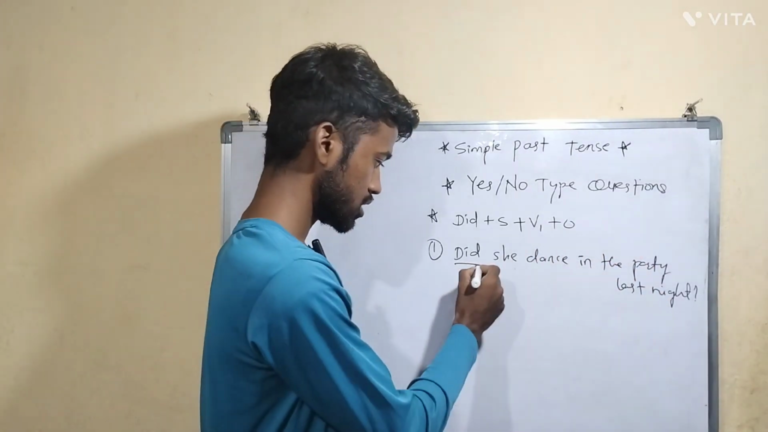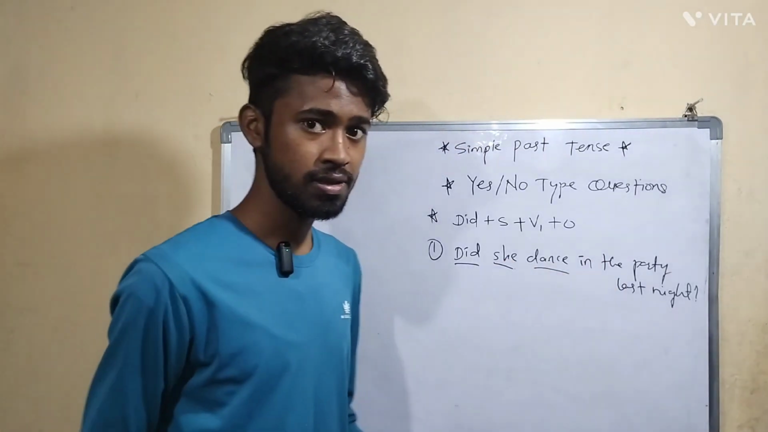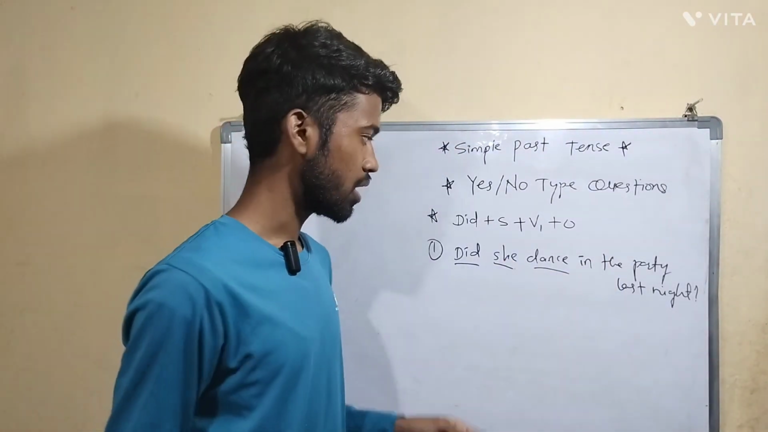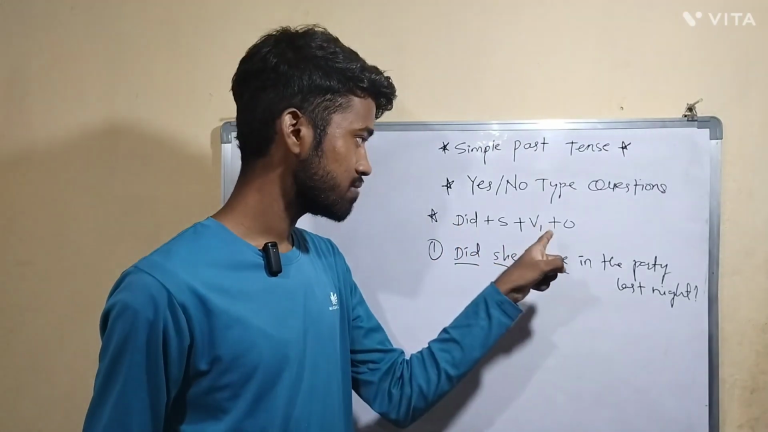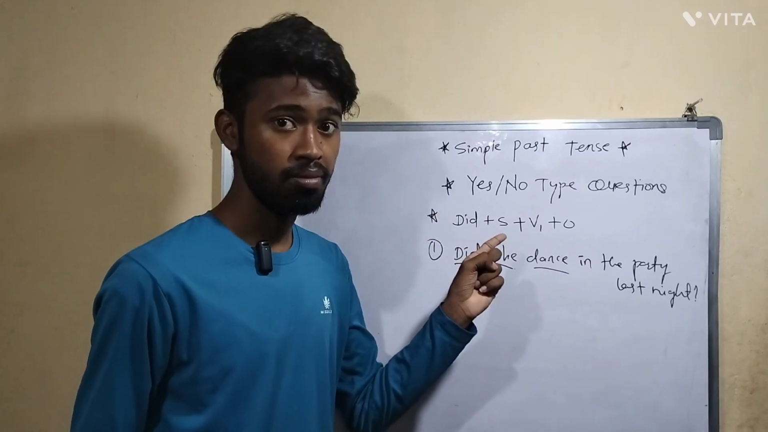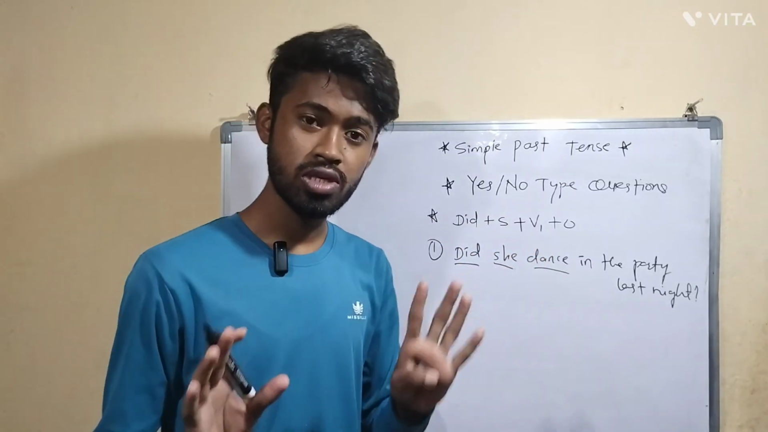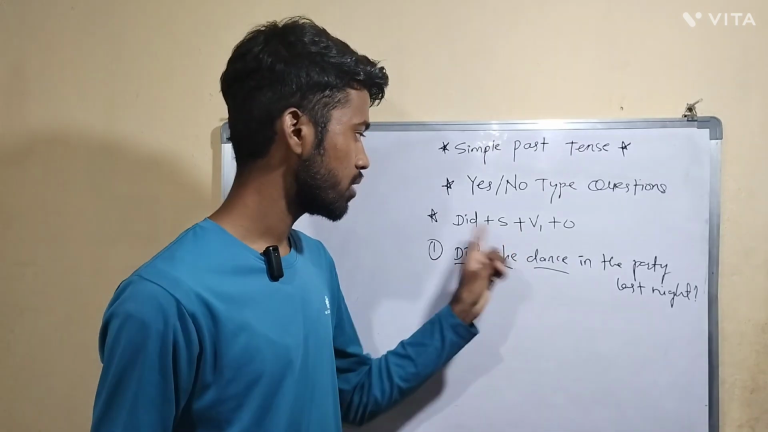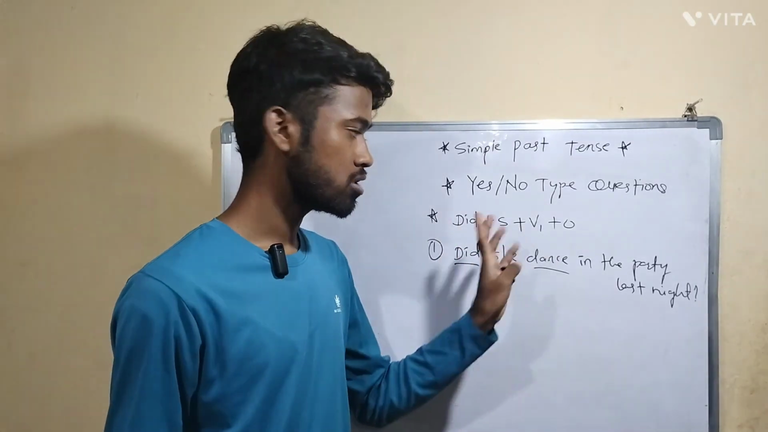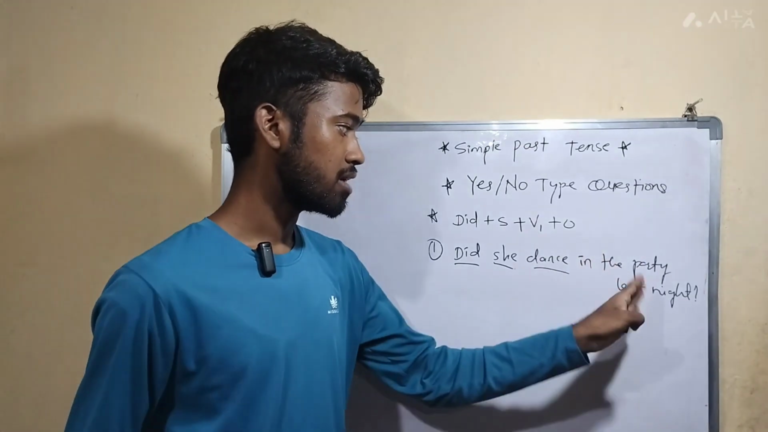So here this is the helping verb. This is the subject. This is the first form of verb, and the remaining thing is the object. It is easy, right? And here did is there. That's the reason we are using the first form of verb. This is a very crucial thing you need to remember. Most of the students make mistakes here. They use the second form, but you have to use only the first form. Whenever we are using did, you must use the first form of verb. So, did she dance in the party last night?